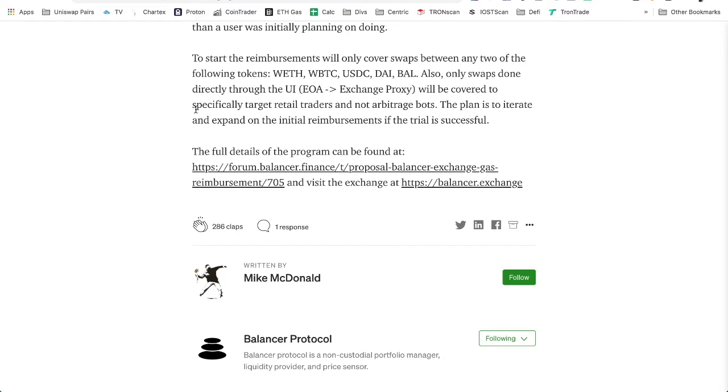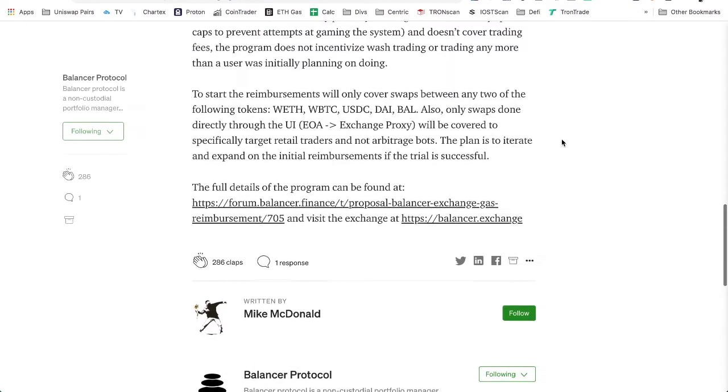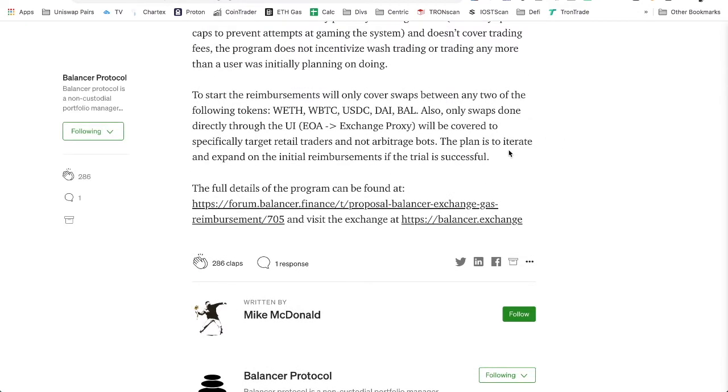Also, only swaps done directly through the UI, all right, will be covered, specifically to target retail traders, not arbitrage bots running in the background. The plan is to iterate and expand on the initial reimbursements if the trial is successful, okay? So come try this out. I started using it today when I claimed my rewards, because usually I would go to Uniswap just because the gas is cheaper over there.